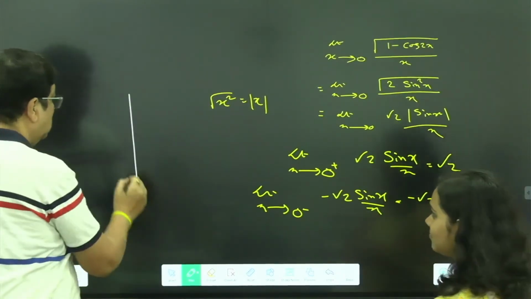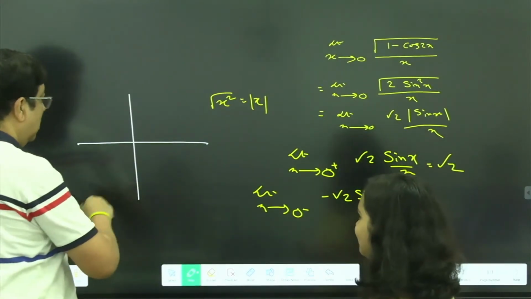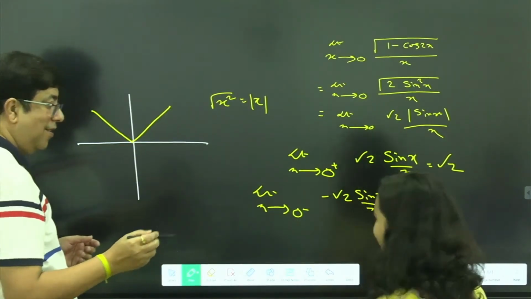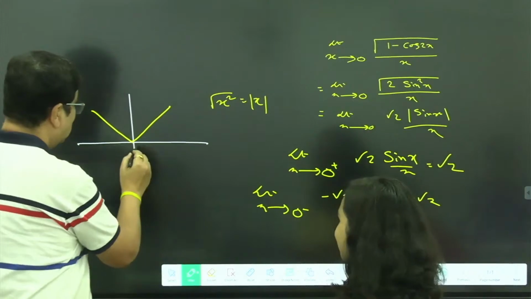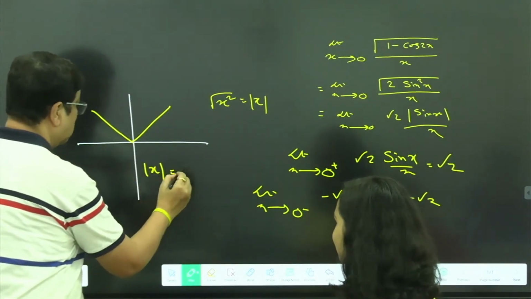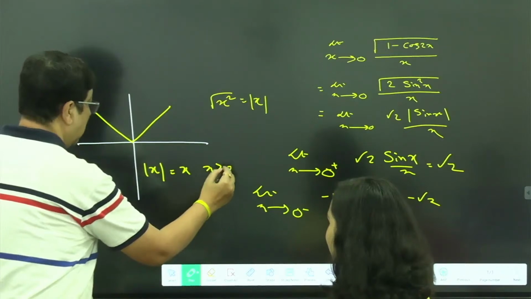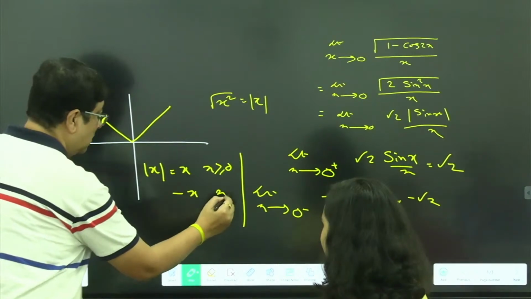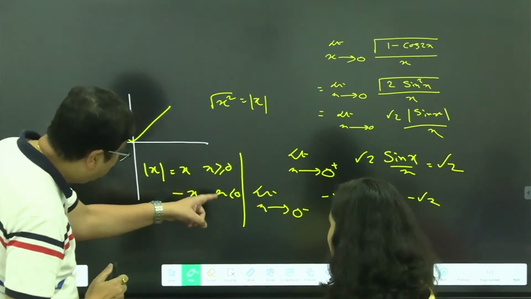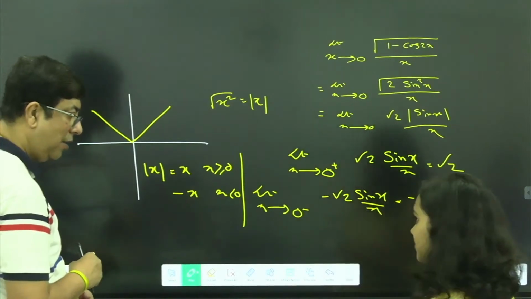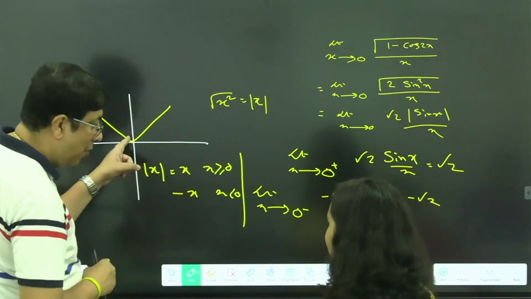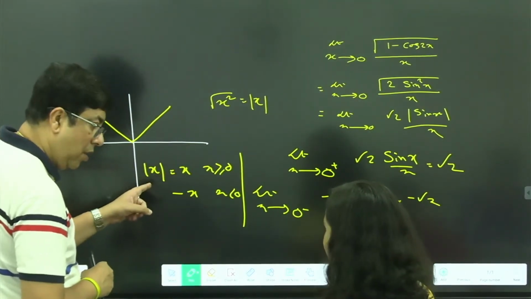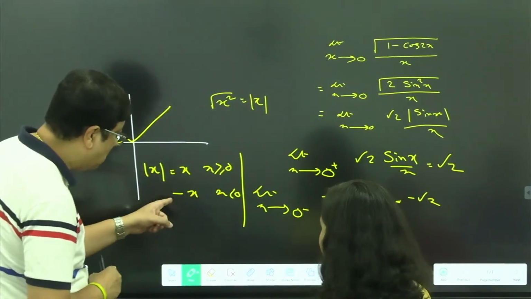Just see one thing. The definition of mod x: when x tends to 0 plus, x is greater than or equal to 0, this is positive. And this is negative, understand this properly. When x is less than 0, x itself is negative, right? But we need the positive. So to compensate this negative, one extra negative is imposed here.